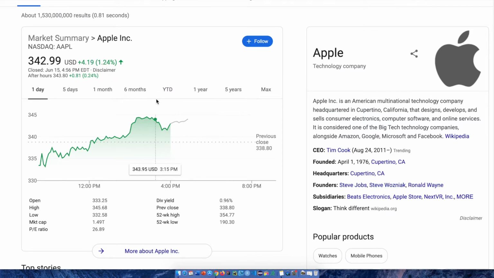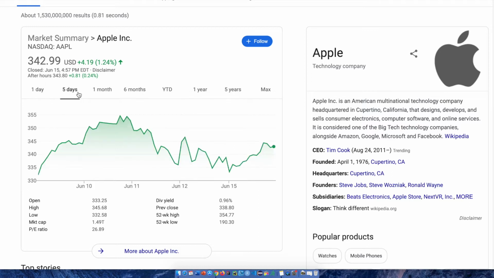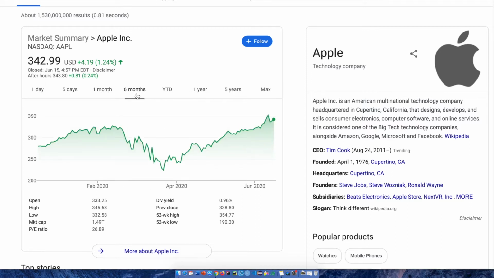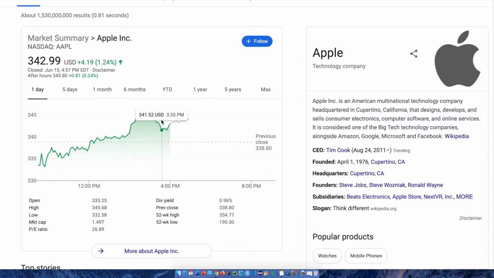So right under that, we see a chart. The great thing about a chart is that it gives you a visual representation of the stock price over a set period of time. So you can choose a 1 day, a 5 day, a 1 month, a 6 months, year to date, 1 year, and 5 years, and max. So let's go ahead and look at a 1 day chart. Hovering over the chart, you do see what the exact stock price was at the exact time which you choose.